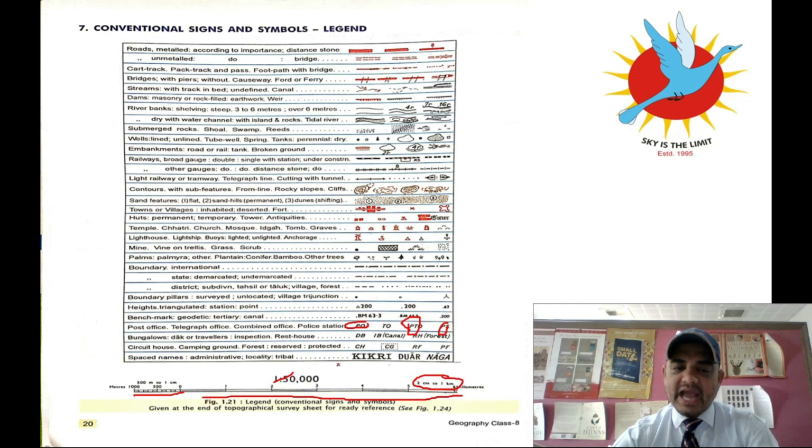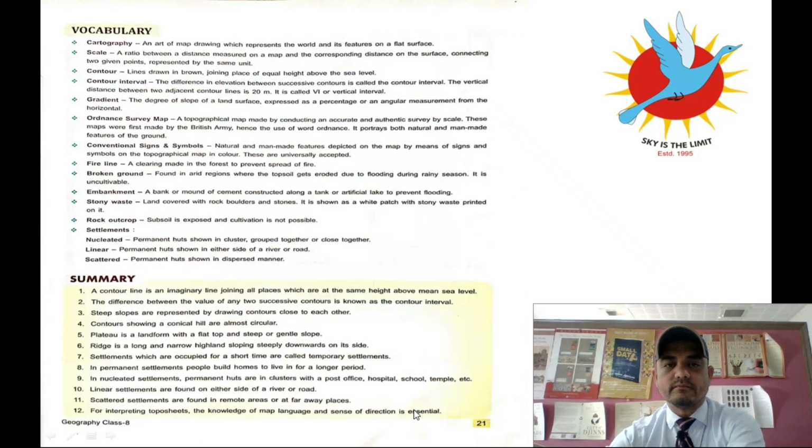The RF can be converted into the statement, and the statement can be converted into the RF. It is quite easy. Next, you have to read the technical terms: what is cartography, scale, contours, rock outcrop, nucleated settlement, linear settlement, scattered settlements, and so on. And this is the summary of the chapter.